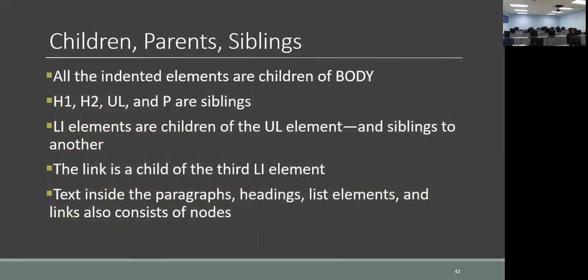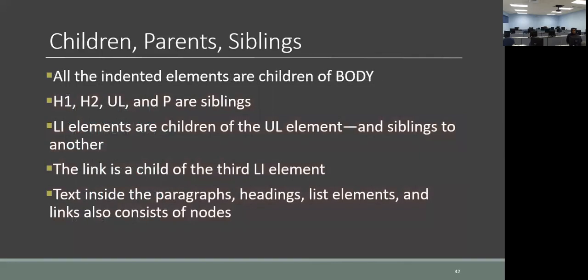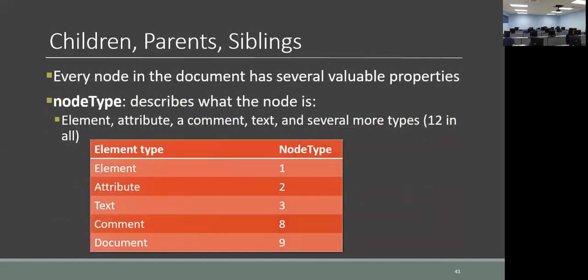Now text inside of paragraphs, headings, list items, and so on are also nodes. They're text nodes, and so they're children. All this text are text nodes, and those are also children of those elements. Okay, so now we understand generally, we could go a little deeper. Every node has values that are available, so you could actually determine what type of node you're accessing in your document.